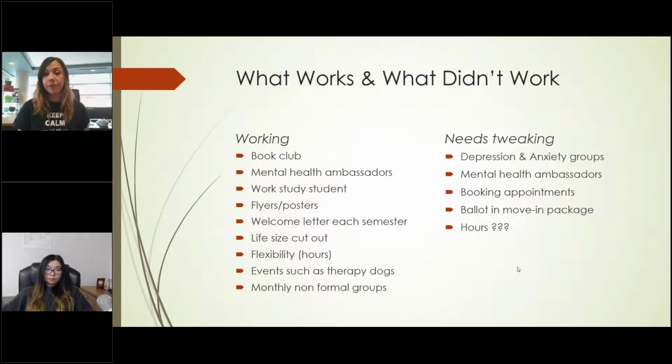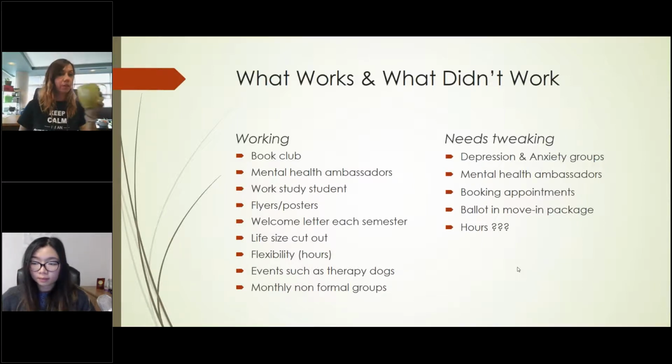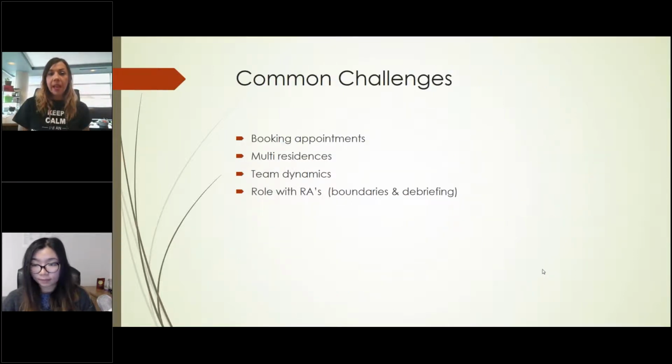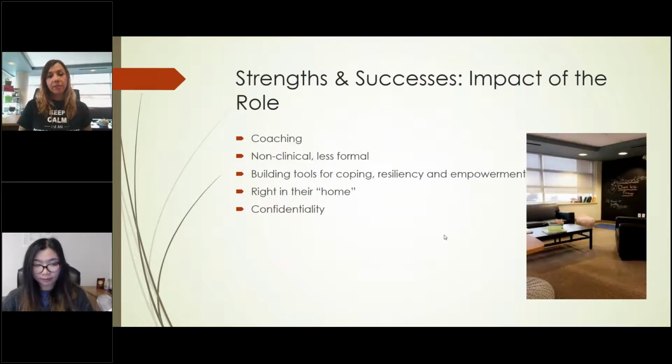And I talked about hours. So are there any questions about this slide, about what's working and what really didn't work? No? Okay. Let's move on.